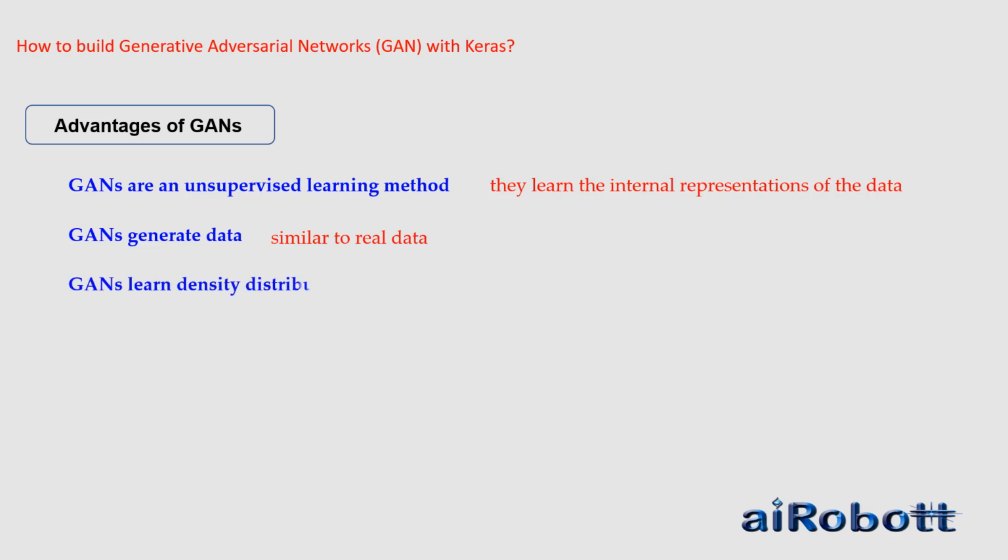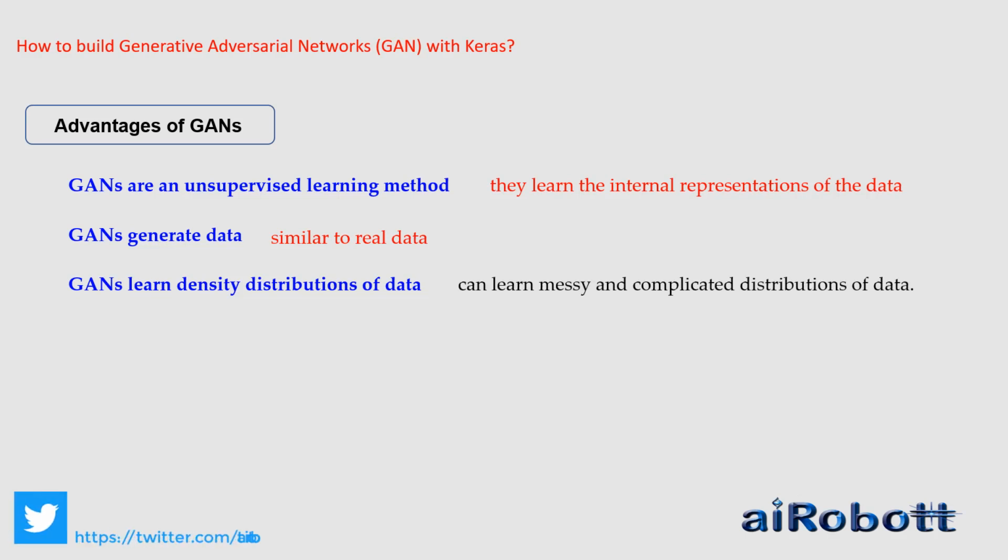GANs learn density distributions of data. They can learn messy and complicated distributions of data. This can be used for many machine learning problems. The trained discriminator is a classifier to classify objects. There are currently thousands of different GANs available, and this number is increasing at a phenomenal rate.